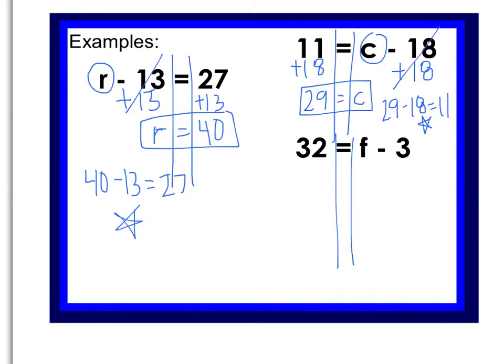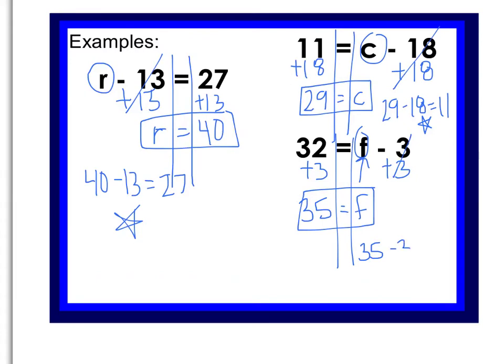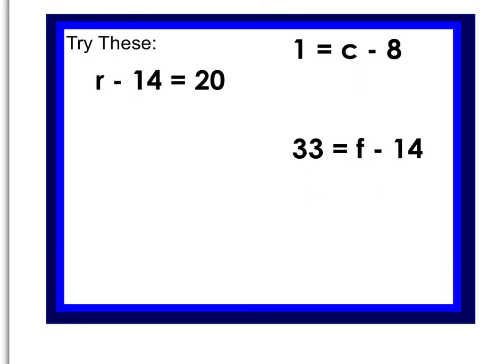All right. F is subtracting 3 from it, so we're going to do the opposite and add 3 to both sides. The 3s cancel out on the right side. On the left side, I get 35. Let's check our solution by plugging in 35 where the F was. 35 minus 3 equals 32. Very good. Try these problems. Go ahead and pause the video.